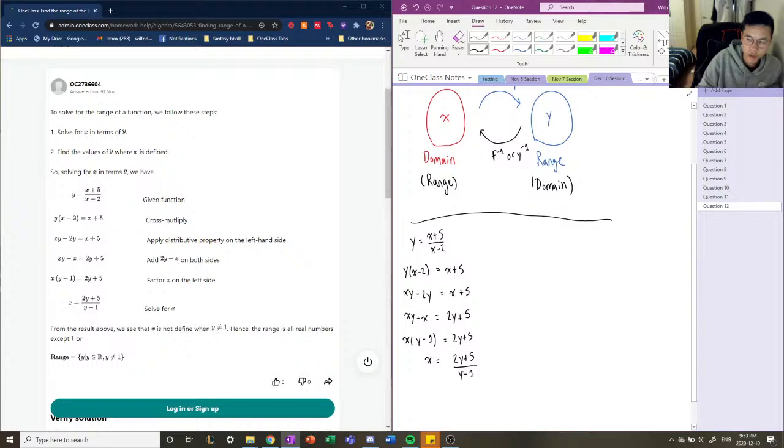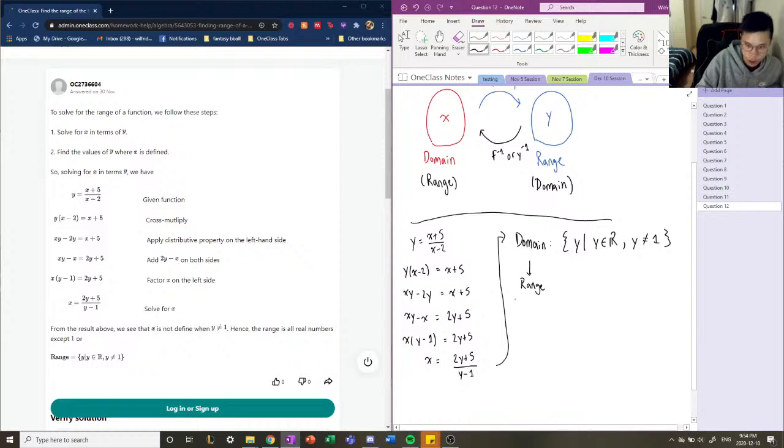Okay, so we see that this is a rational function. That means that most values make this function valid, except for y equals 1, because when the denominator is 0, we have an undefined value. So we notice that the domain of this function is y such that y belongs to all real numbers except y cannot equal 1. And this is going to be our range, because like I said, the domain of our inverse function is the range of our original function, and that's what we're trying to find. So this is the range of our function.